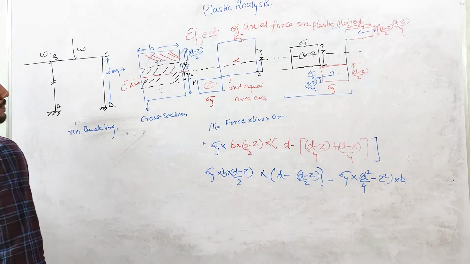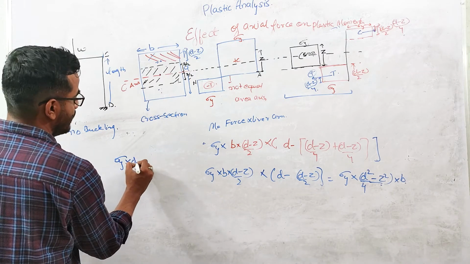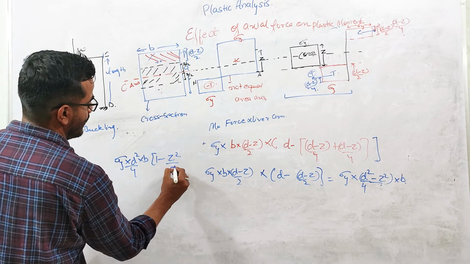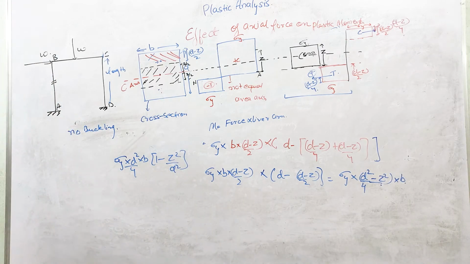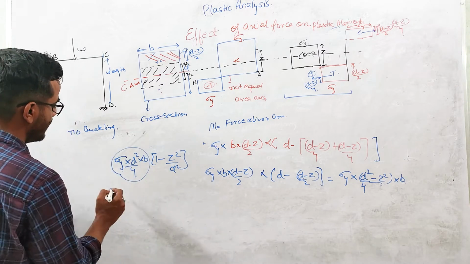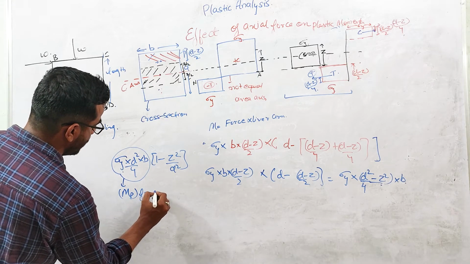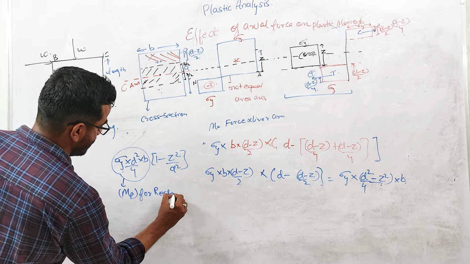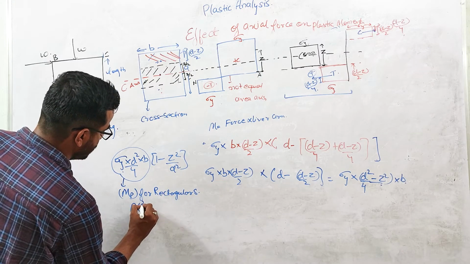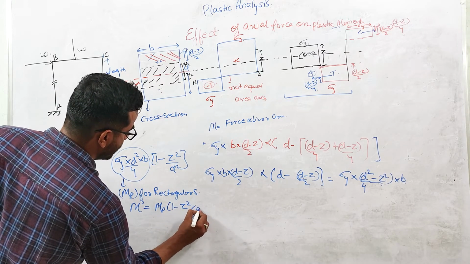And if you take d common, it is sigma y into d square into b over 4, into (1 minus z square over d square). And you are familiar with this term. What is this term called? This is nothing but MP for a rectangular section. So I can write M dash is equal to MP into (1 minus z square over d square).